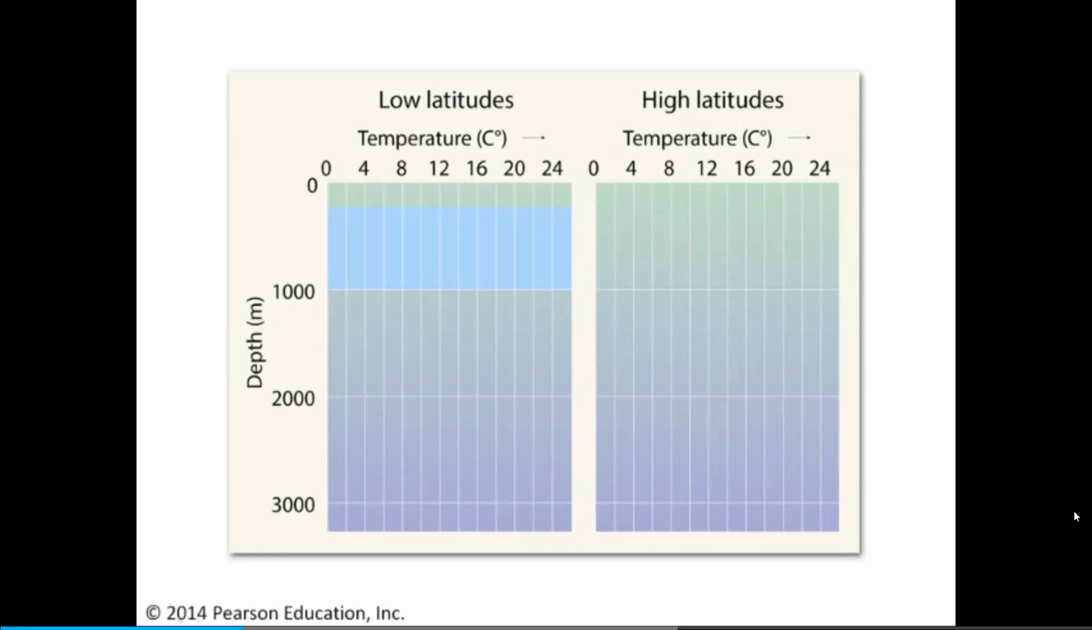Let's begin with the graph on the left, low latitudes. If we draw the temperature profile for a low latitude ocean, we see that it's very warm near the surface and that it's relatively cold at greater depths. And there's this zone in between where there's really rapid temperature change with depth. That's called the thermocline. All right, that zone of rapid temperature change with depth is called the thermocline.